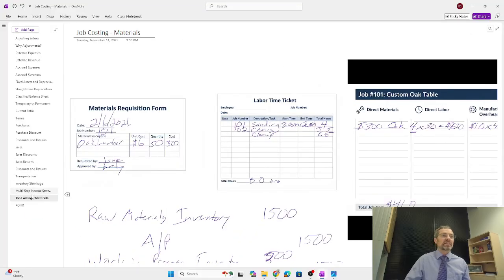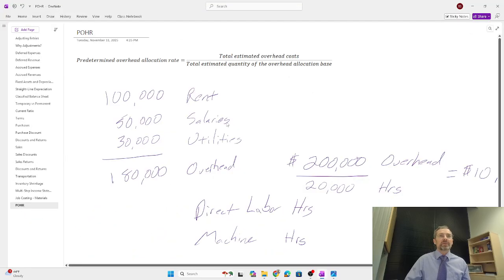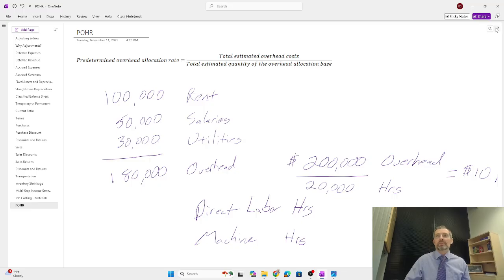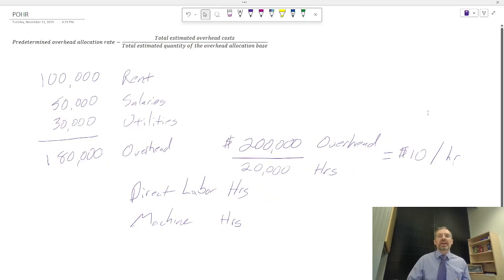Again, the magic number here is the predetermined overhead allocation rate. And this is an estimate. We're just saying how much do we think we're going to spend on all of this stuff during the year? How much in direct labor hours are we going to use? And we're going to just say, all right, it's $10 per hour that our workers spend on this table. And if they spend 4 hours on the table, we'll just add $40 onto the price of the table.